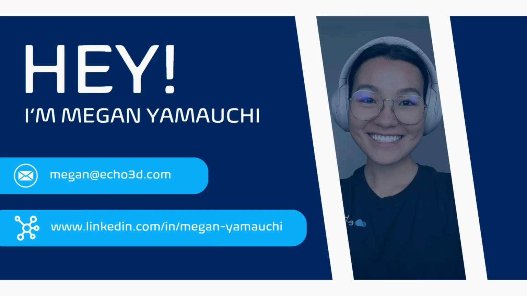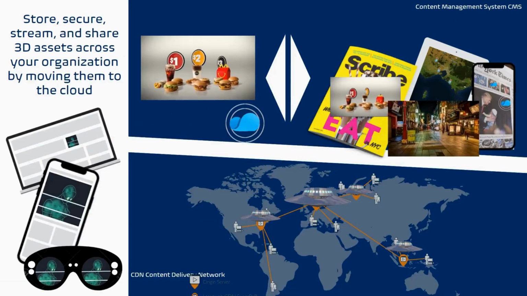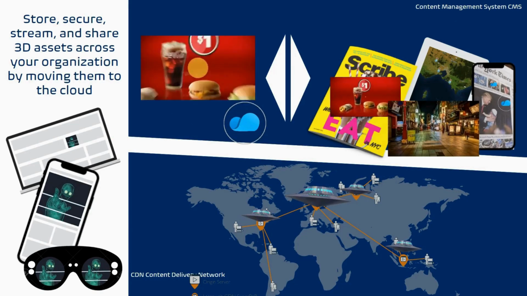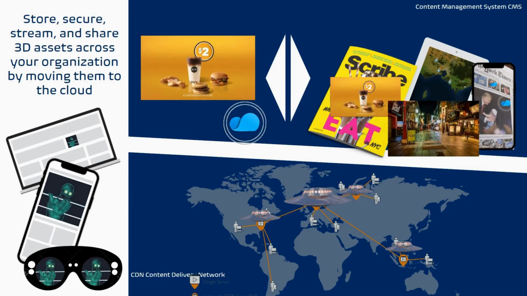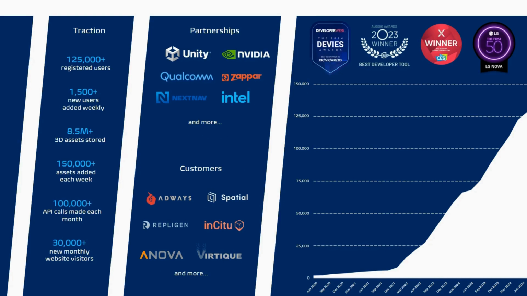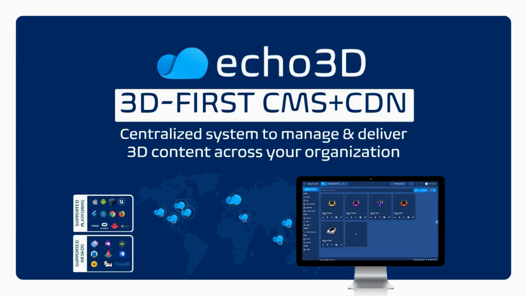Jumping right into things, what is echo3D? echo3D is a 3D asset management platform for companies to store, secure, and share 3D content in real time across your organization. We help over 100,000 users take control over your 3D content by offering a 3D first content management system and delivery network, compression and conversion tools, collaboration functionality, access permission, versioning and reporting, and a library of more than 800,000 free 3D assets.